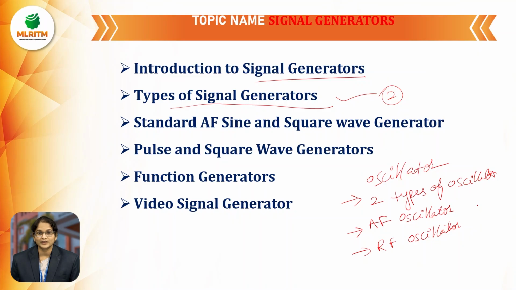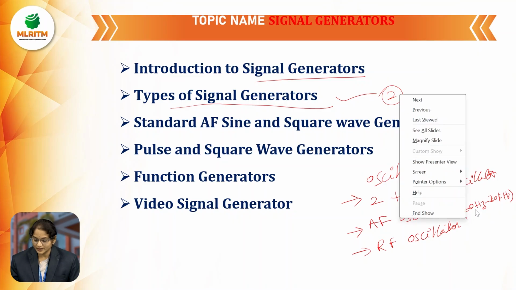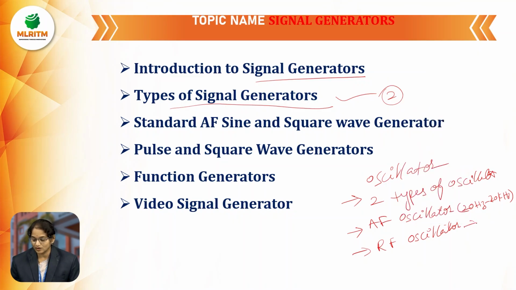We'll learn about audio frequency oscillator and radio frequency oscillator. What is the range of audio frequency? The range is 20 hertz to 20 kilohertz. That is the AF frequency range. Above the AF frequency is the radio frequency. Above this is the RF frequency, radio frequency.